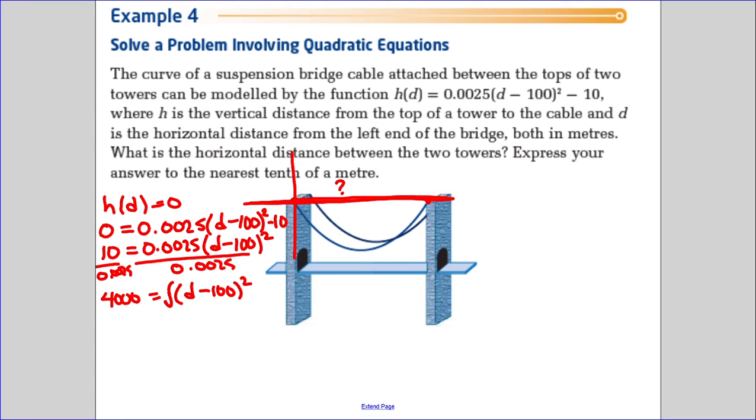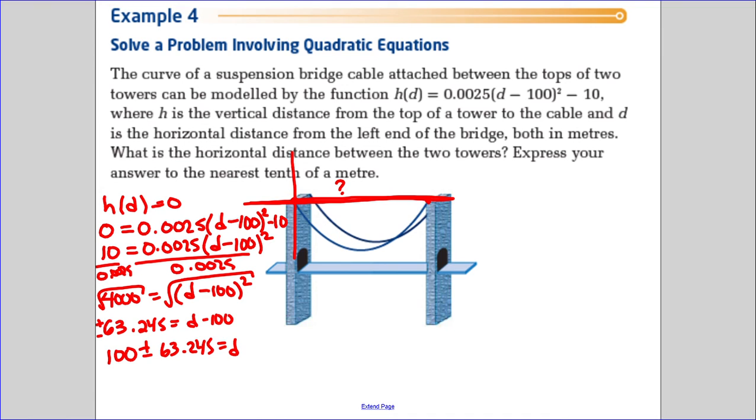Then I'm going to take the square root of both sides, and I'm going to get a value here that's going to need to be rounded. It's plus or minus 63.245 is equal to d minus 100. Then I'm going to take the 100 and move it over, so 100 plus or minus 63.245 is going to tell me what d is.